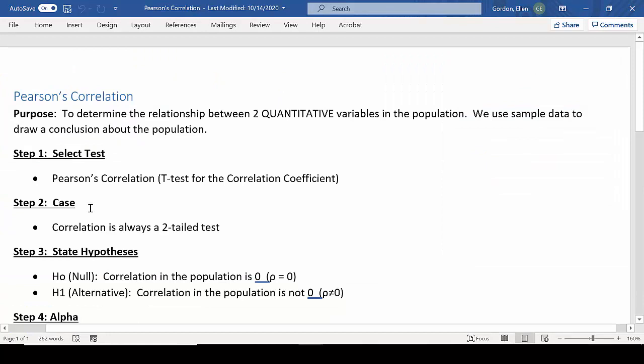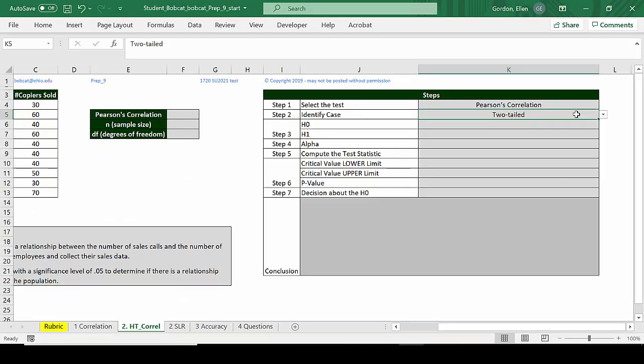The second step is to identify the case, whether it's one-tailed right, one-tailed left, or two-tailed. And correlation is easy in the sense that it will always be a two-tailed test in this class. The reason why it's two-tailed is because we're hypothesizing that there could be a positive or negative relationship. We're just looking for a relationship. If we were to specify that we're looking for a positive relationship or a negative relationship, then we would conduct a one-tailed left or a one-tailed right. However, the examples that will be covered in this class are always going to be two-tailed.